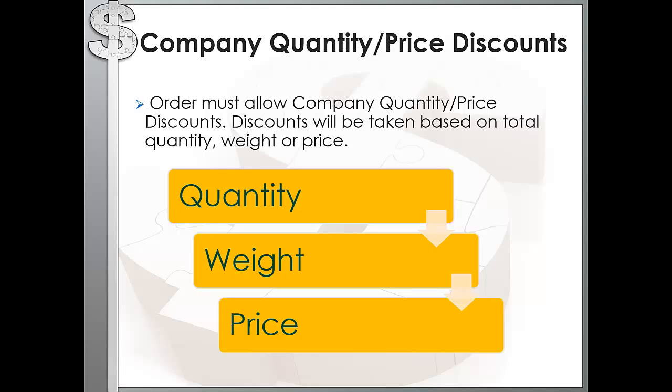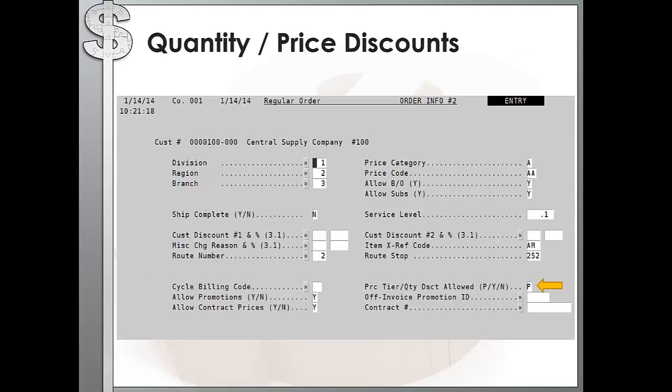Now, in order for your order to allow company level quantity or price discounts, it first has to allow it in the order header. There's a flag that you'll see down here that says price tier quantity discounts allowed. If it's set to a P, it's going to allow price level discounts, so a percentage off a total dollar value when you reach a certain dollar value. The yes or no values would allow or disallow quantity level discounts.